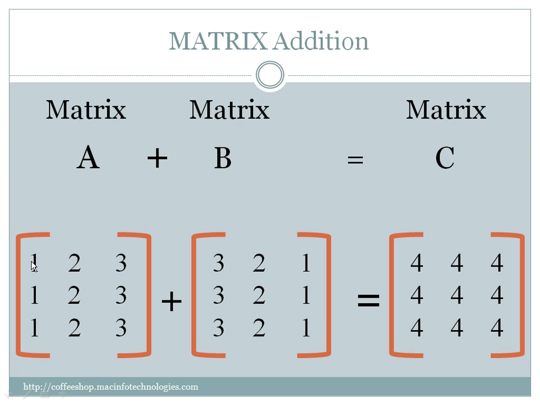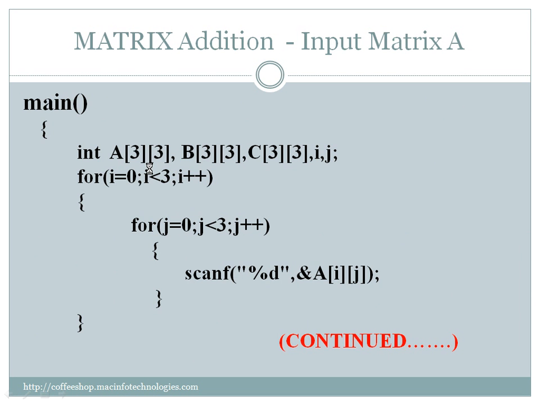So the respective locations will be A of 0 0, A of 0 1, A of 0 2. A of 0 0 should be added to B of 0 0, A of 0 1 should be added to B of 0 1, A of 0 2 will be added to B of 0 2. Similarly, it will be stored in C of 0 2. A of 0 0 added with B of 0 0 will be stored in C of 0 0. So similarly, we can add this in a for loop.